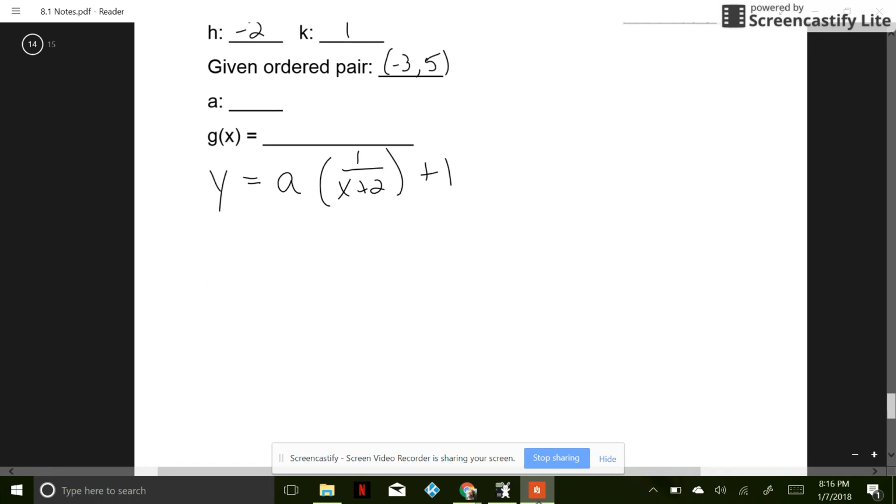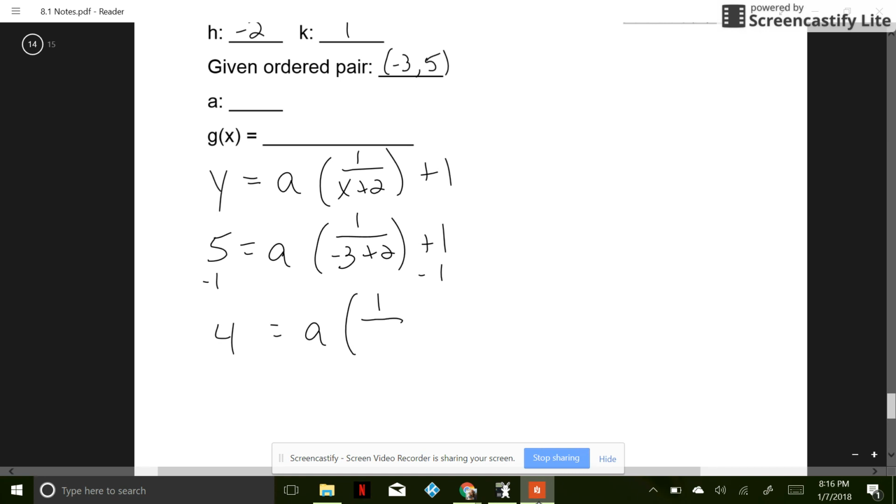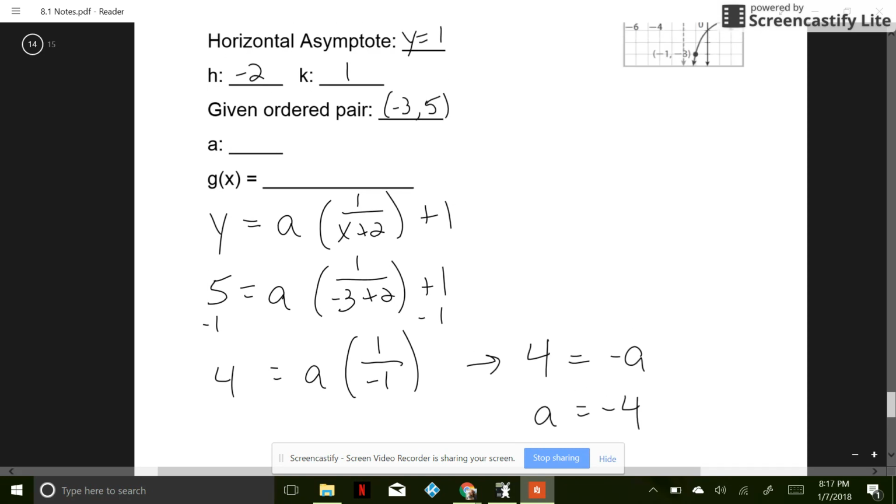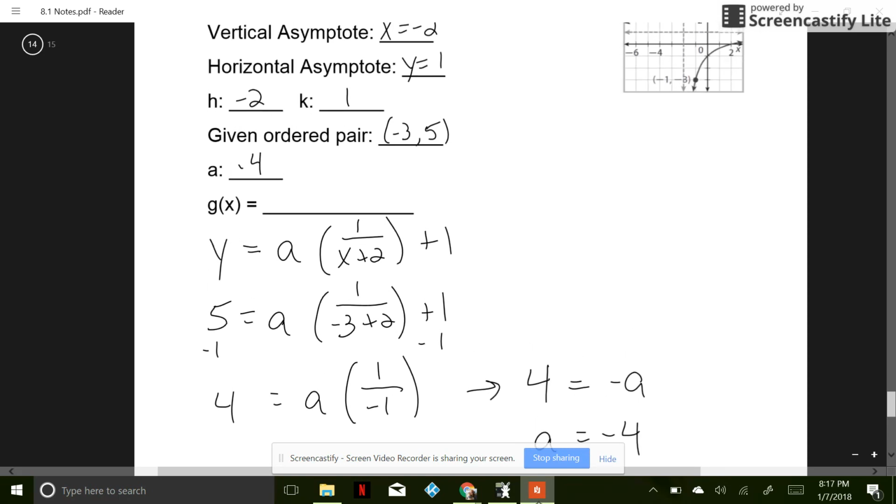Plugging those values in, 5 is equal to a times the quantity 1 over negative 3 plus 2, plus 1. So we'll subtract the 1 to the other side. 4 is equal to a times the quantity 1 over negative 3 plus 2, which is negative 1. So this means that 4 is negative a, which means that a is negative 4. So our a value is negative 4. Go ahead and plug that into the equation: negative 4 times the quantity 1 over x plus 2, and then plus 1.